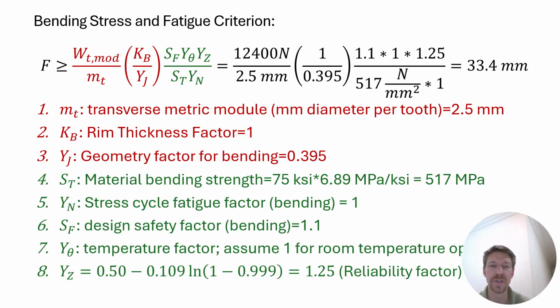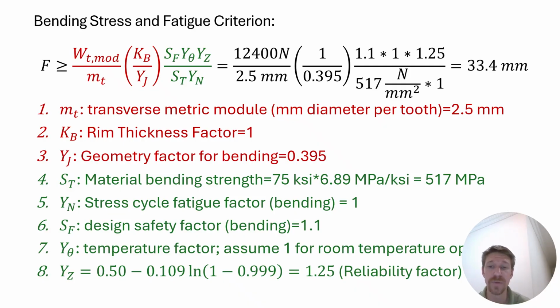And we did mention that the safety factor that we're looking for is 1.1. So plug all that in, do the math, and we get 33.4 millimeters as the minimum face width. So that's how wide, or if we think of the whole gear as a unit, how thick that whole gear is going to be. So 33.4 millimeters.